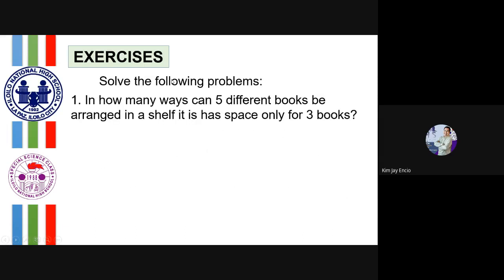Number one: in how many ways can 5 different books be arranged in a shelf if it has space only for 3 books? Note that all the books are different, so they are all distinct, and there's no repetition, of course. But there's only space for 3 books, which means there are only 3 slots. So for the solution, we see that n is 5 and that r is 3.